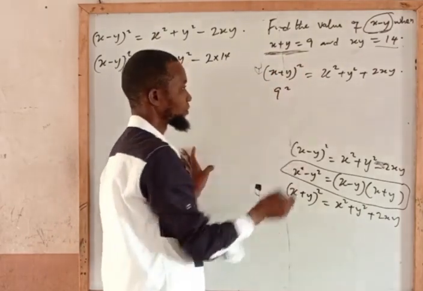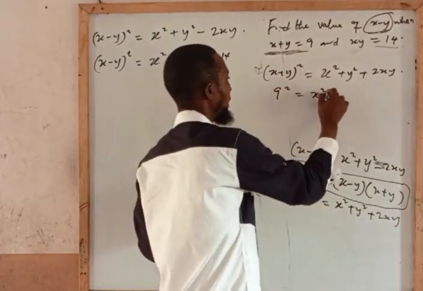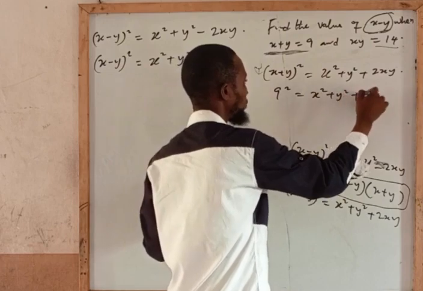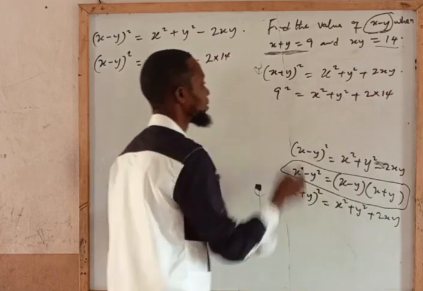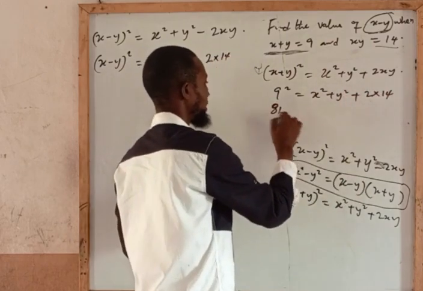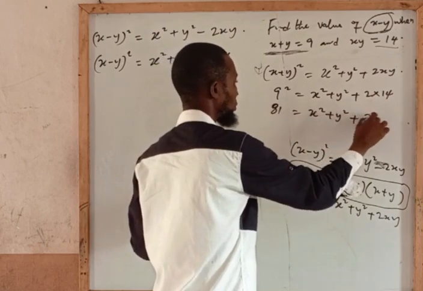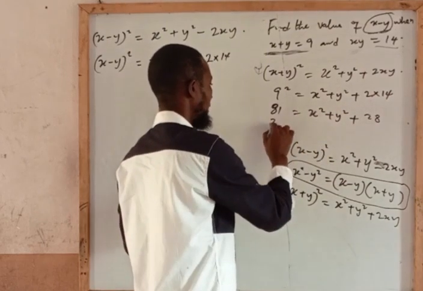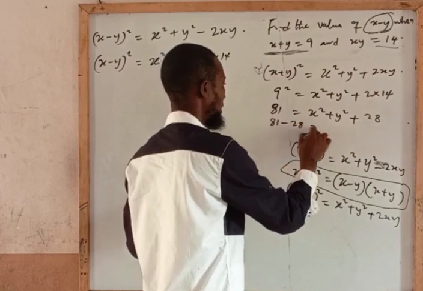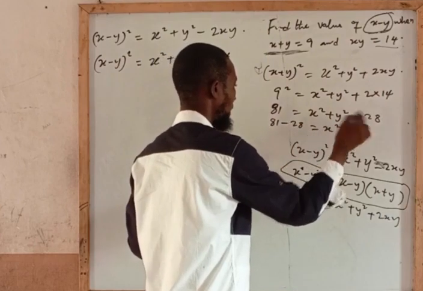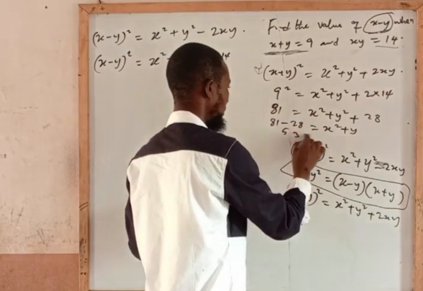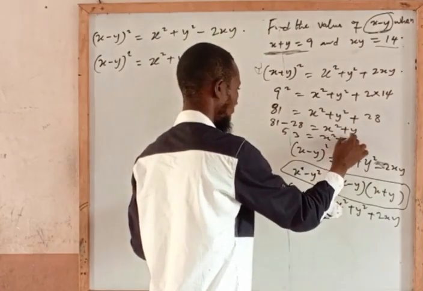Here I can say 9 squared is equal to x squared plus y squared plus 2 times 14. Here I can say that 81 is equal to x squared plus y squared plus 28. And I can say 81 minus 28 is equal to x squared plus y squared. So 53 is equal to x squared plus y squared.